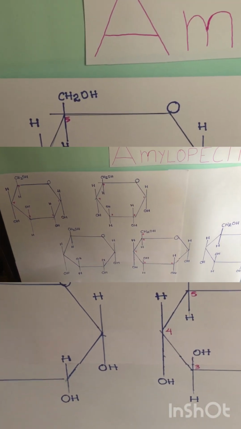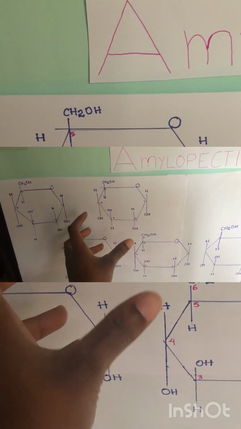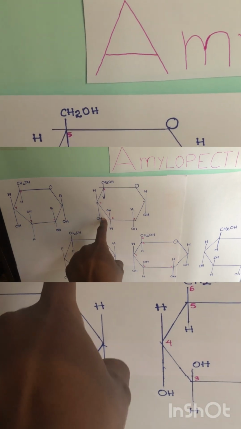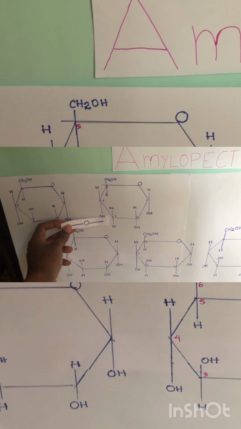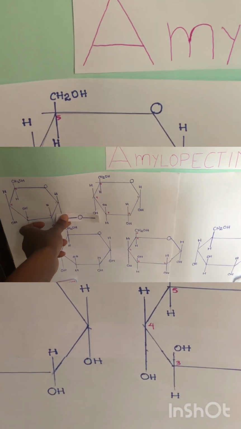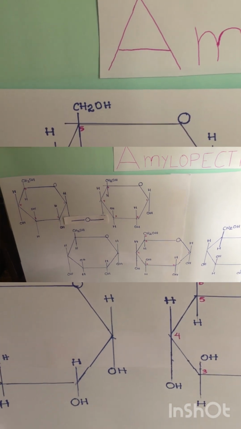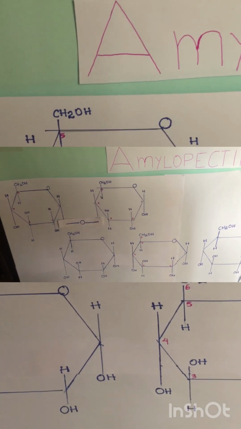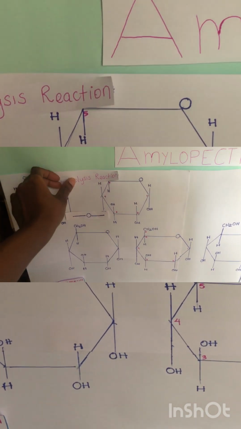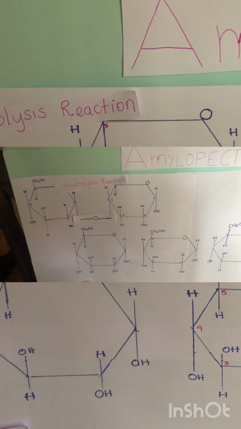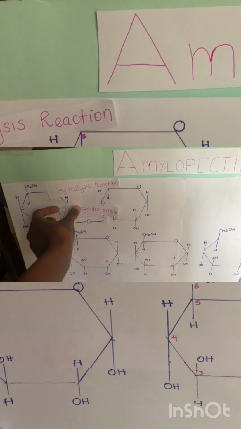So what is going to happen? We have to lose water. And we know water is H2O. So we're losing 2H and we're losing an O. That's easy. When we lose the 2H and the O, we remain with an oxygen. And this is called a condensation reaction. And here we get our alpha 1 to 4 glycosidic bond.